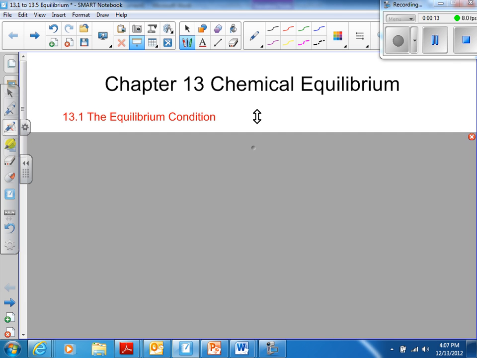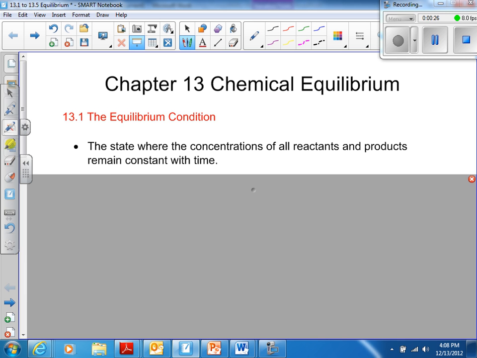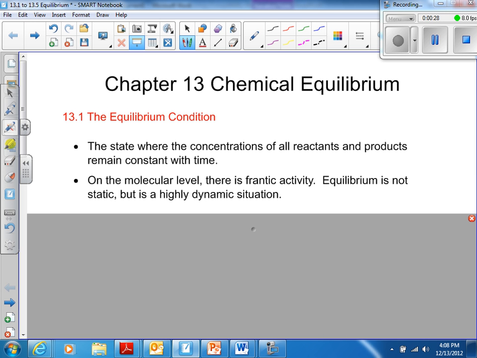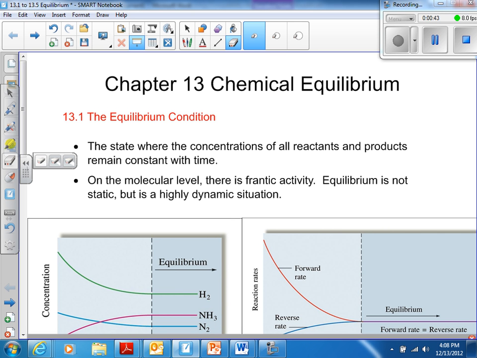Okay, first, the equilibrium condition. What is that? This is where the concentration of all reactants and products stay constant over time, but it doesn't mean that the reaction is not still occurring. In fact, the reaction is occurring, and on the molecular level, there is frantic activity, lots of activity going on. Equilibrium is not static. It's extremely dynamic. Okay, let's look at some pictures.